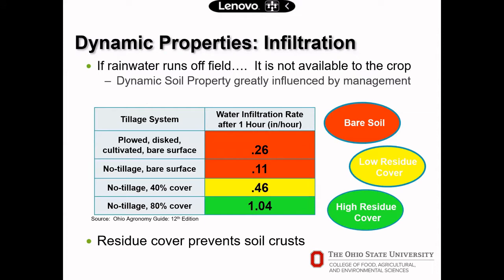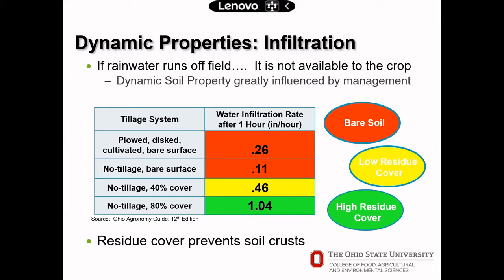When we look at infiltration, this is some research that was done at Ohio State University. And when we have a plowed, disked, cultivated, or bare surface, the water infiltration rate was about 1/4 of an inch, 0.26, okay? Well, did it go up or down once we went to no-till? Well, if you had a bare surface, the no-till actually went down and cut it in half, 0.11, okay? But adding that surface residue allows those pores to stay open so that they don't seal off. What we get is sealing on the soil surface.